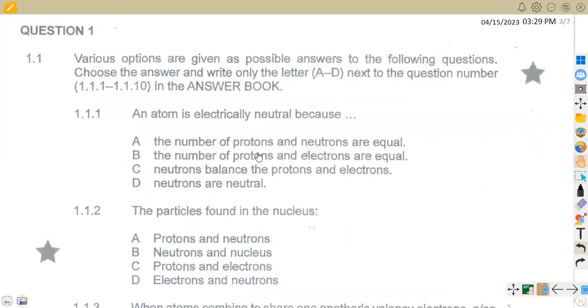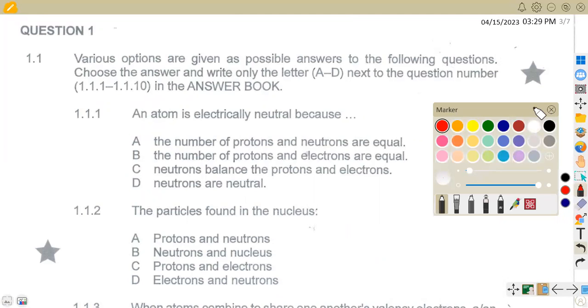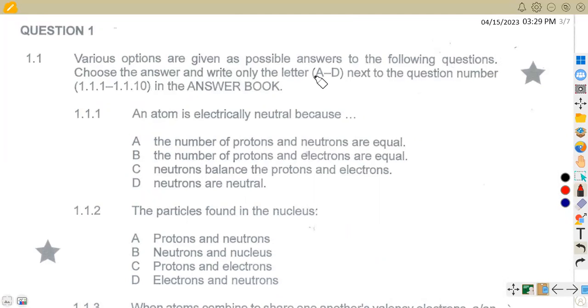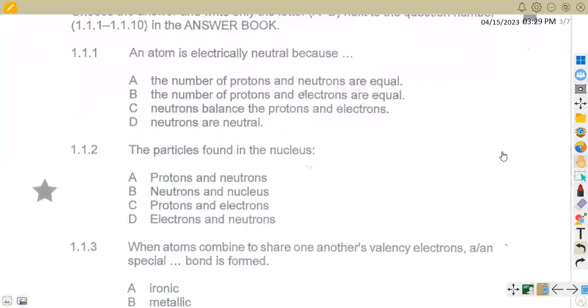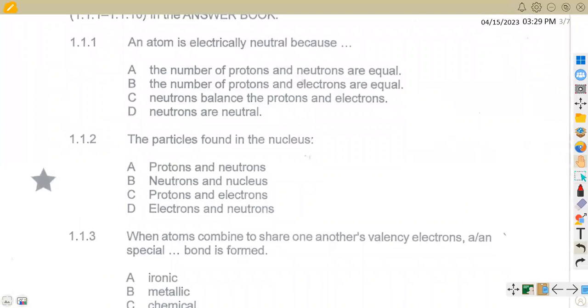All right. So let's check what you're given. On question number 1, various options are given as possible answers to the following questions. Out of these various options, choose the answer and write only the letter A to D next to the question number. Here we are given 1.1.1. An atom is electrically neutral because the number of protons and the number of electrons are equal. That is why it is electrically neutral. They are equal. So our answer is supposed to be B.